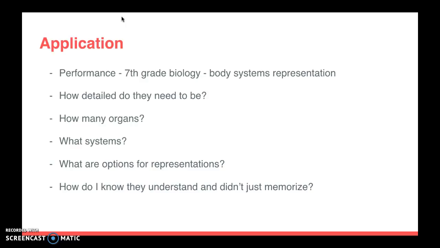And I think most importantly, how do I know that they understand and didn't just memorize it? So I might visualize a beautiful project, greatly put together, but to me, being successful is actually understanding that content as well. So I'll need to visualize what I want that to look like in those students to reach that performance goal so I can put together the task that they need to complete.